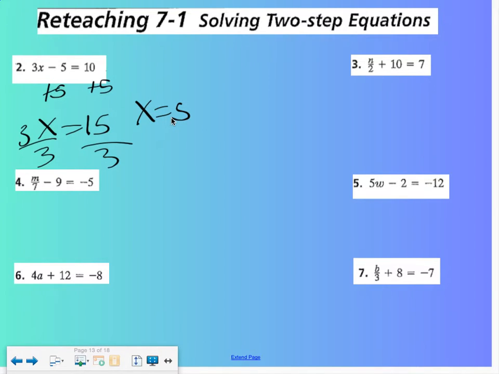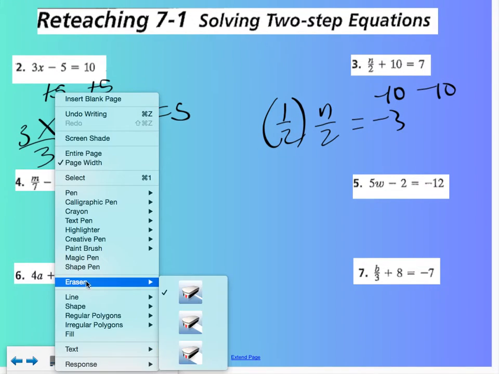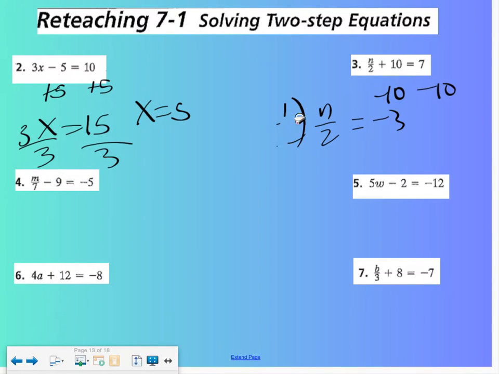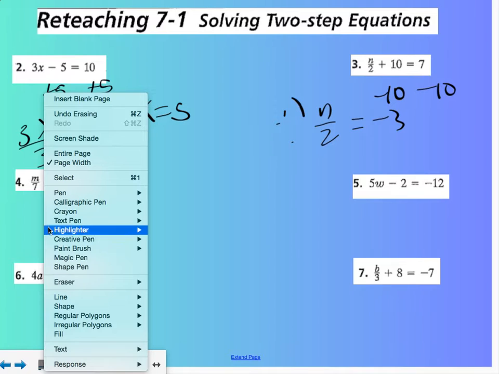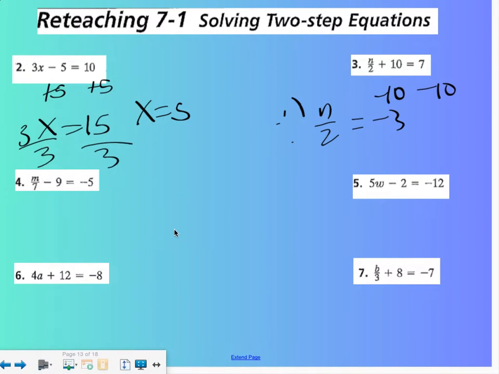All right. This one, you subtract 10 from both sides, so you get n over 2 equals negative 3. But then I want to undo that division. Oops, that's not right, sorry. You want to multiply by 2, not the reciprocal. If we would have multiplied by the reciprocal, we'd get n over 4, but we want n by itself. So it's just simply 2. This goes to 1, and we have n equals -6.